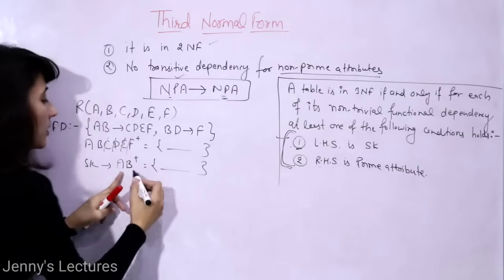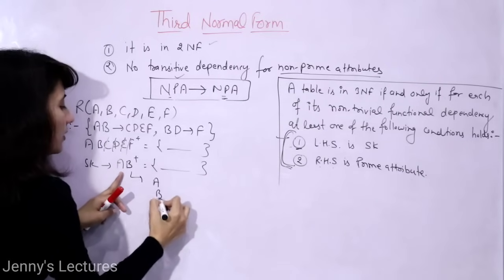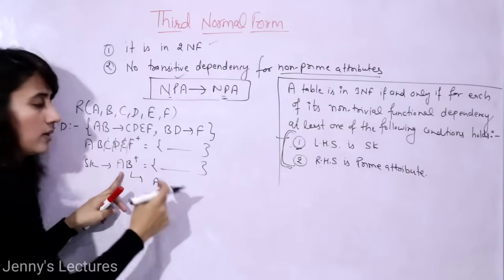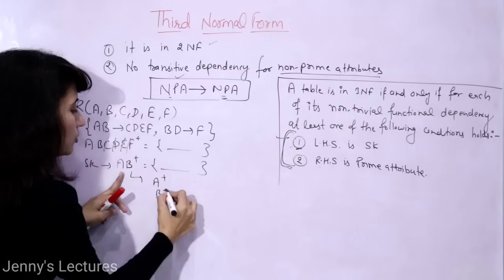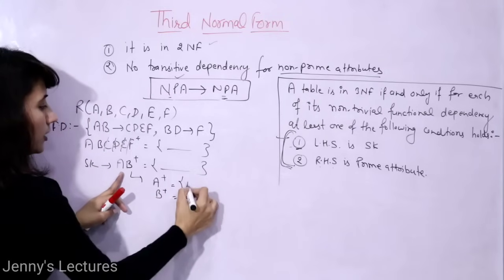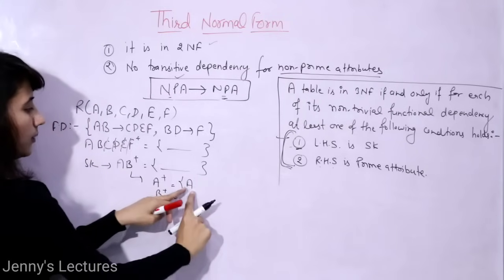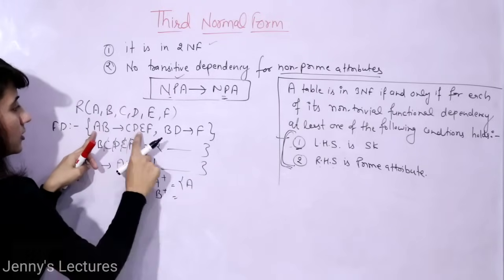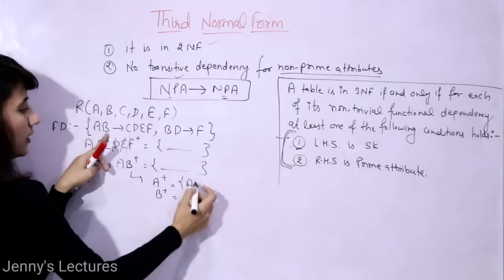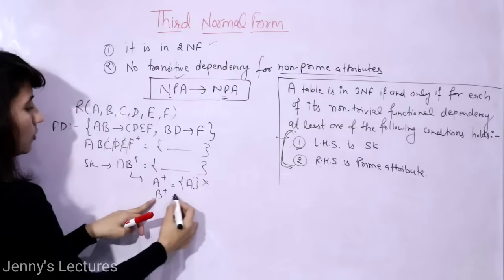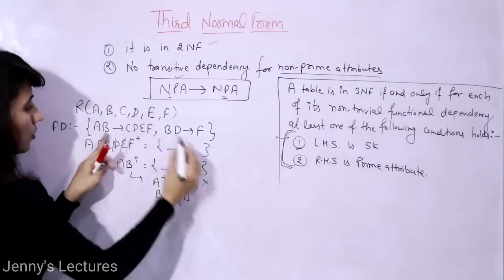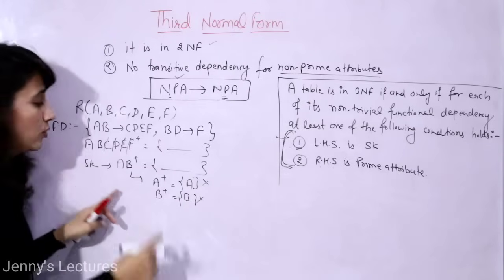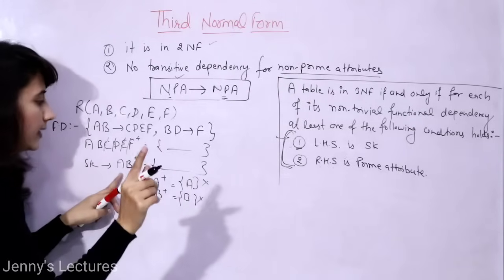How to find out? The proper subsets would be A and B. Check whether these are super keys or not: A closure and B closure. A closure will determine itself, A, nothing else, because here AB is determining C, D, E, F, but we have only A, not B, right? So this is not a super key. Now B closure will determine only B, so this is also not a super key. So you can say that AB is a candidate key, right?